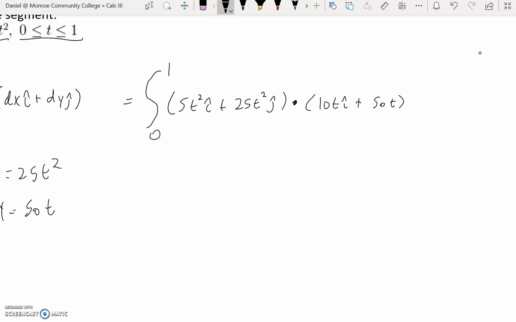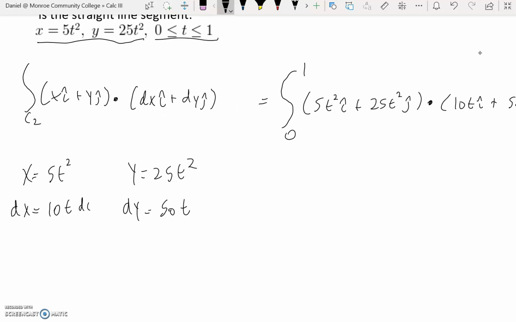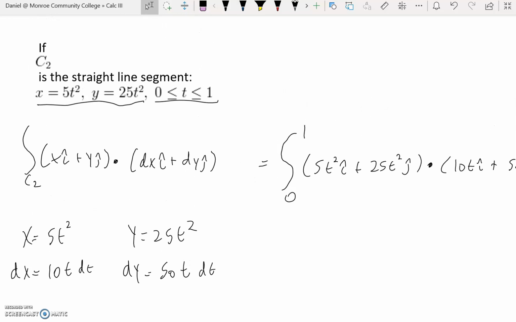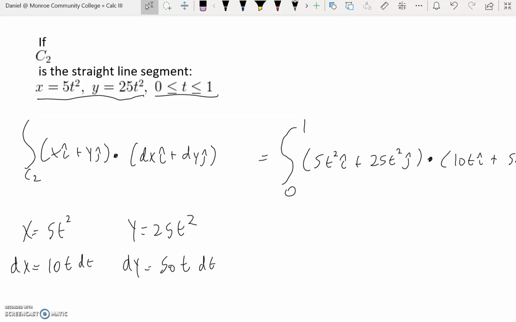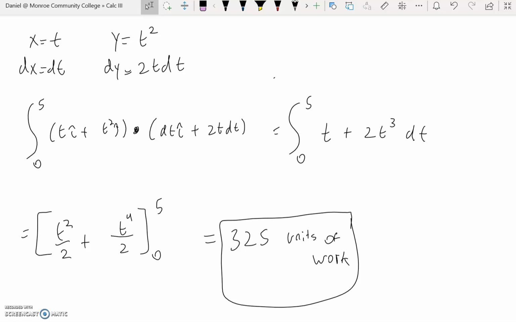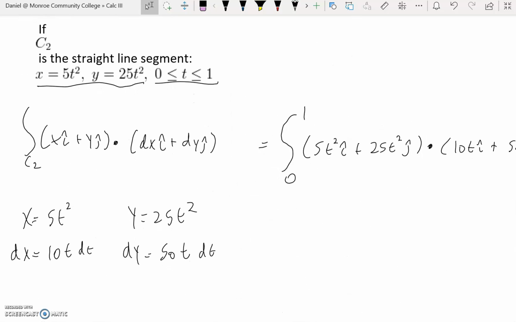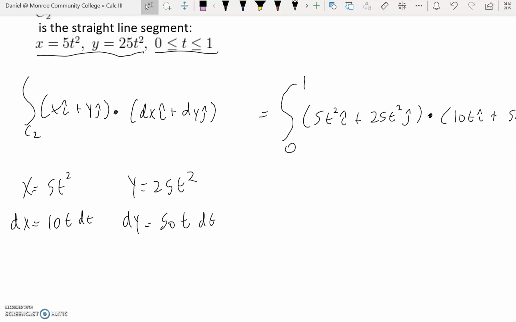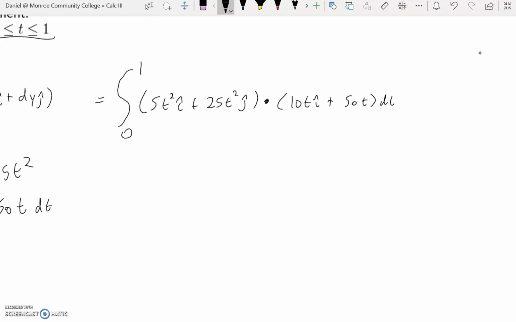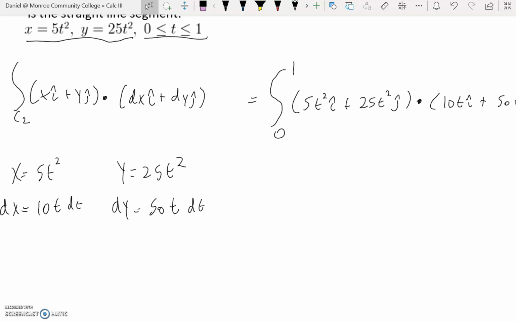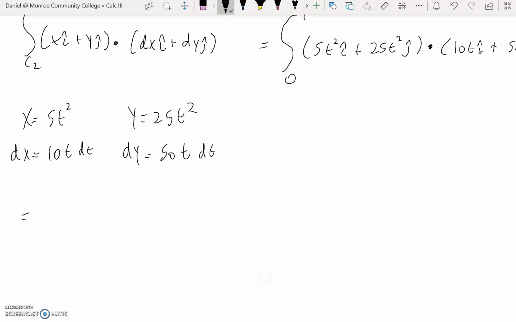One thing I forgot to add: there are dt's behind all of these. Oh yeah, I put it up there. And this is all dt at the end. So now we just do the dot product, keeping it from 0 to 1.